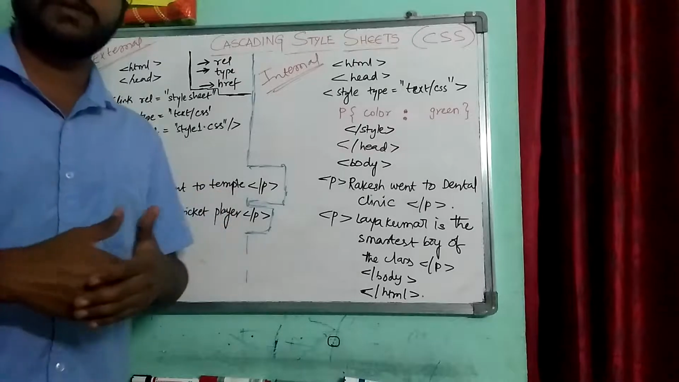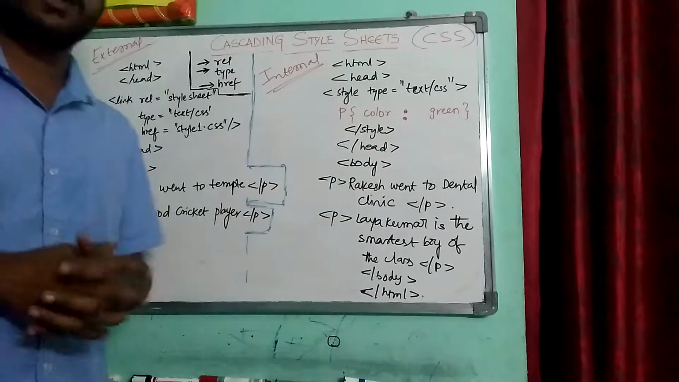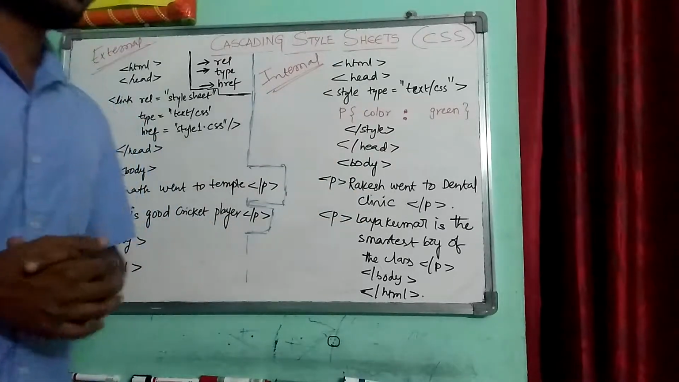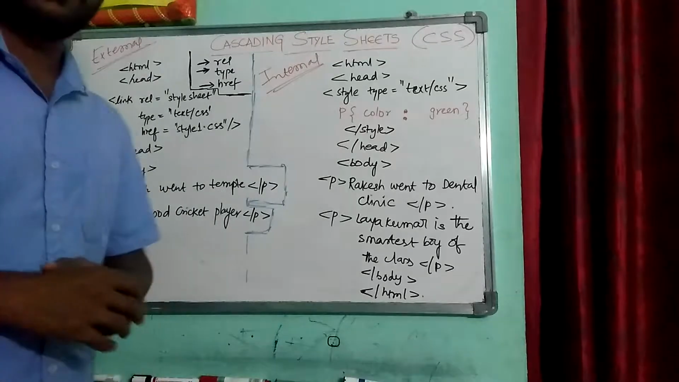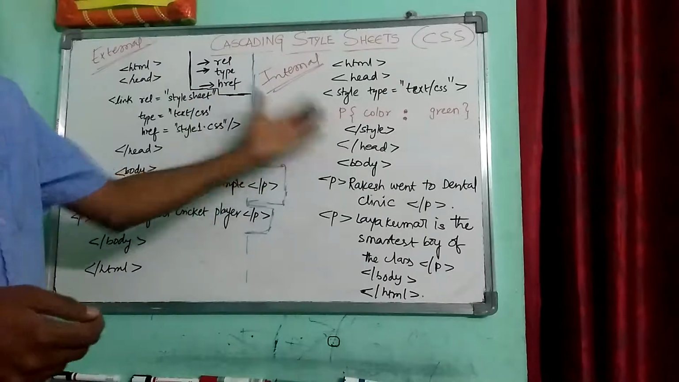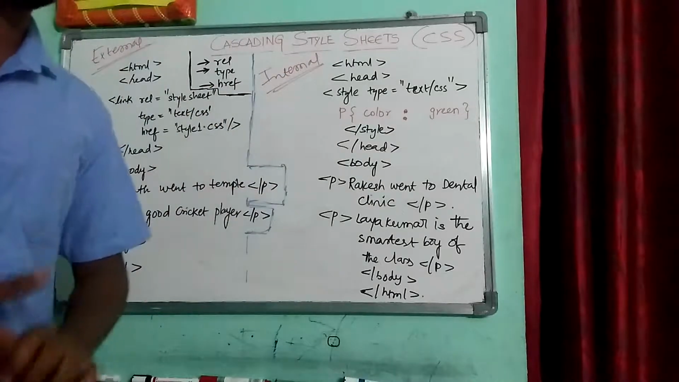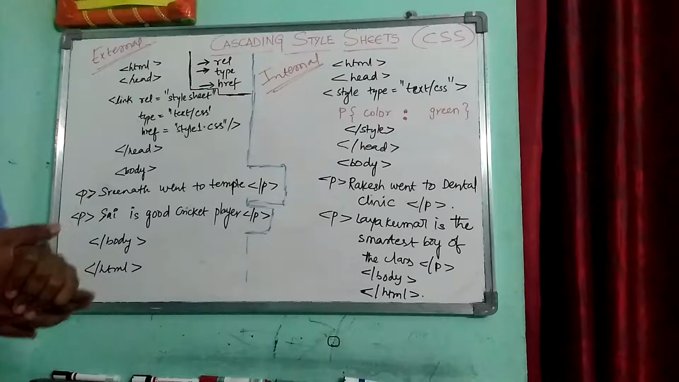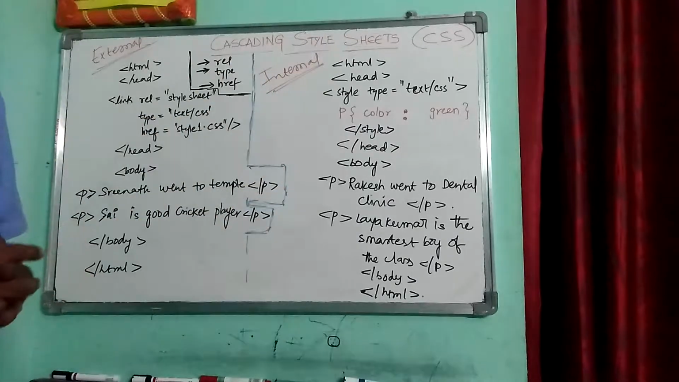In the last video I explained what CSS is and why we use CSS. I mentioned that the implementation of CSS takes place in three types: one is internal CSS, one is external CSS, and the other is inline CSS. So let's get into the topic. First is internal CSS.